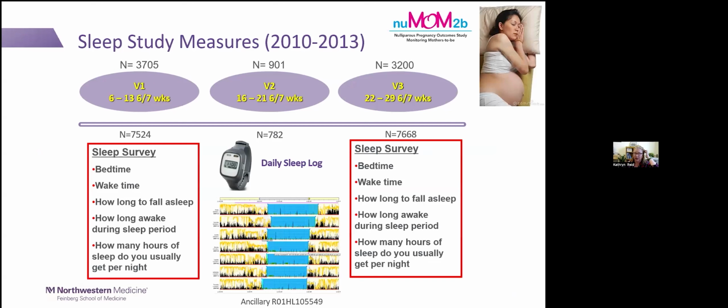And so just very quickly, the women had 3 separate visits, one early in pregnancy, one in mid-pregnancy, one in later pregnancy. And in this middle one, we measured wrist activity monitoring, where we were able to record rest activity as well as light exposure.